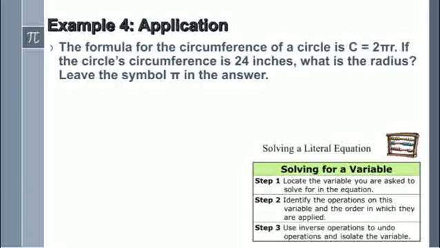Next one, the formula for the circumference of a circle is C equals 2 pi r. If the circle's circumference is 24 inches, what is the radius? Leave the symbol pi in the answer. So I start with my formula, C equals 2 pi r. They told us that the circumference is 24, so I'm going to put 24 in for C.